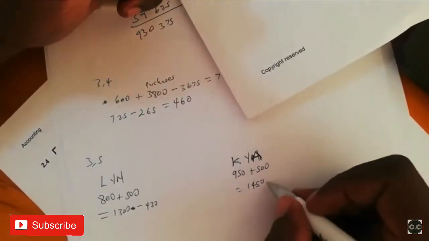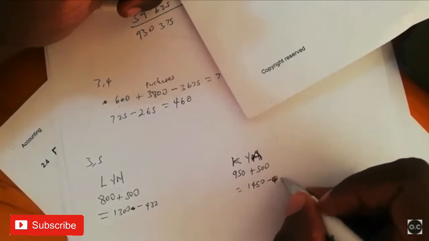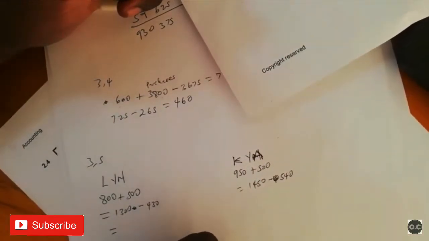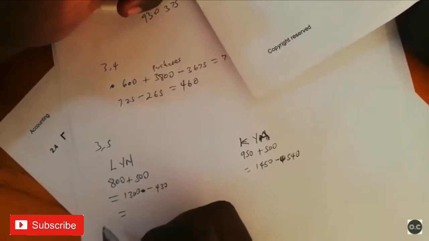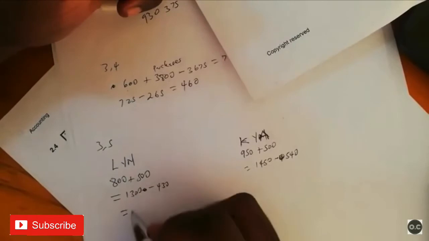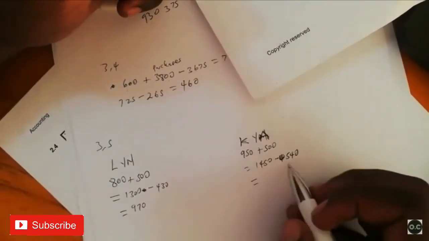KYA 540. Sorry. So how many TV sets do you have left? LYN TV sets do you have left? Then you can calculate that, right? That would be 970. What about here, right?